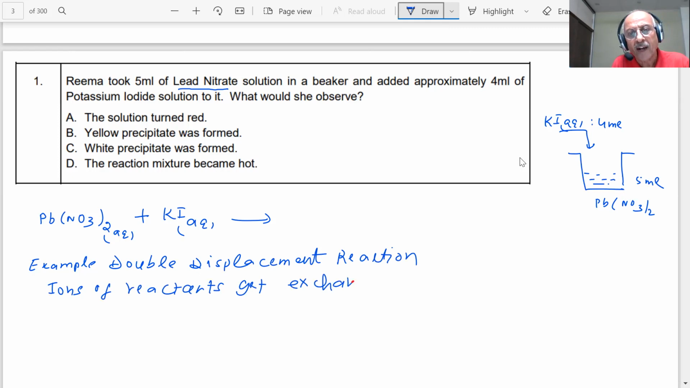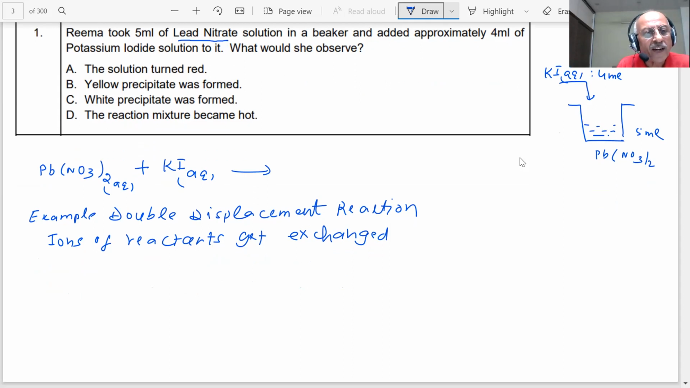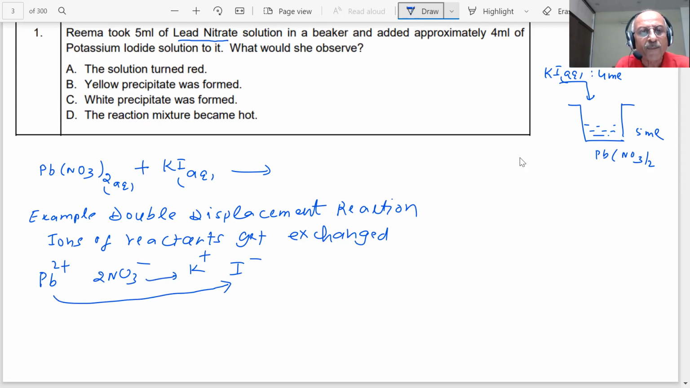Let me see what are the ions which are present in these, students. As it is very clear, you have lead nitrate. Lead nitrate will contain which ions? Lead ions and nitrate ions. Potassium iodide contains which ions? Potassium ions and iodide ions. So we know the catch is that positive ion will go with the negative, negative will go with the positive. So the result will be lead iodide, which is a solid, and you will get the formation of potassium nitrate aqueous. To balance the equation, I am putting 2.